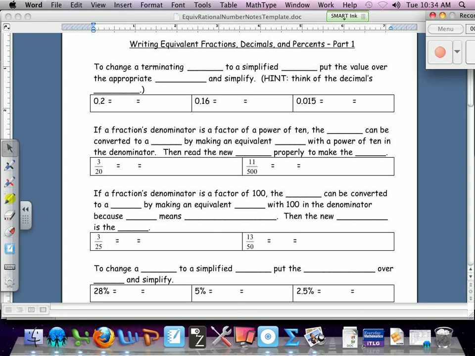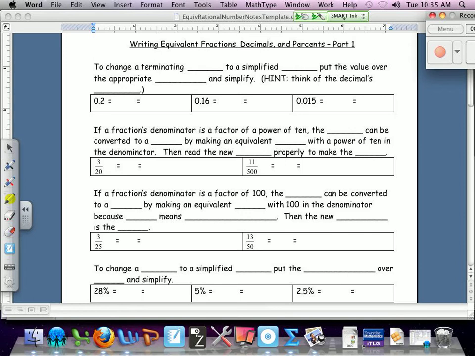Alright, this is basically showing the shortcut on writing equivalent fractions, decimals, and percents. Some fractions allow you to do it the simpler way. Tomorrow we'll do the method where every fraction in the world could be done a certain way.